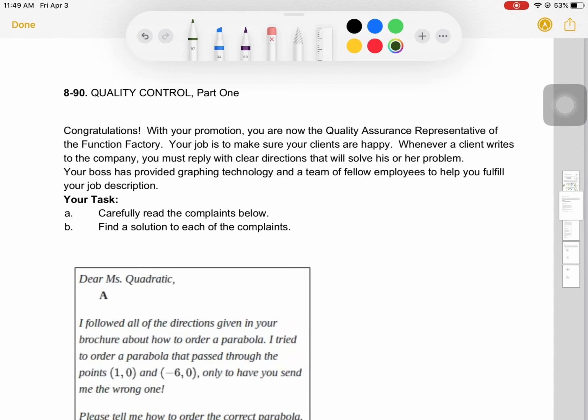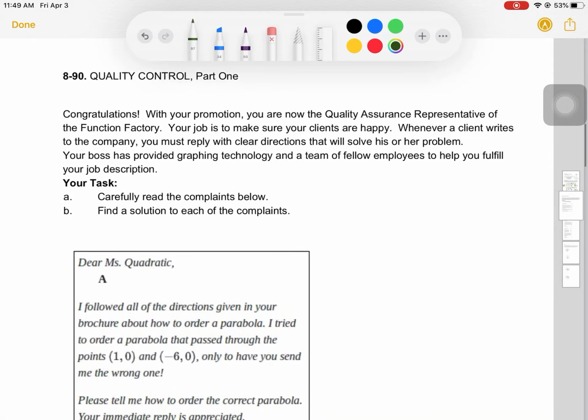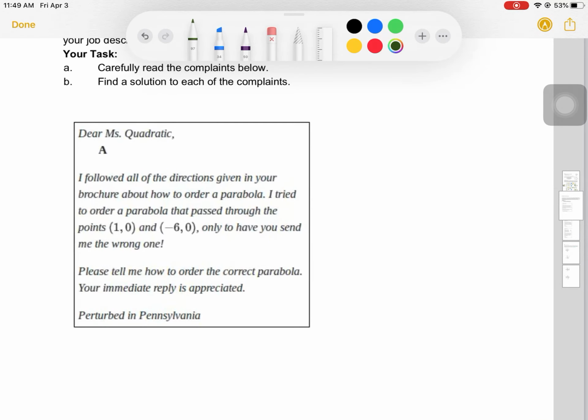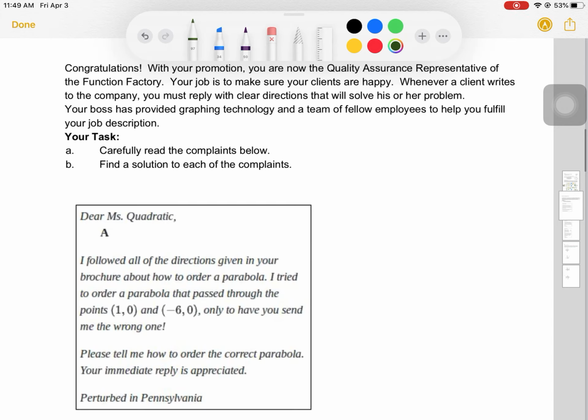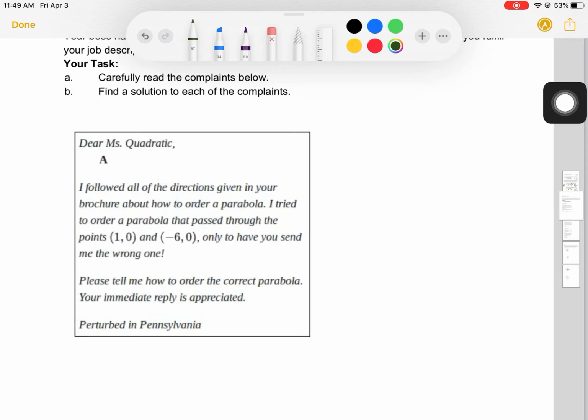So now, if you guys remember, we've talked about this before, the quality assurance representative at the function factory. We have 3 situations here, 3 different clients who have ordered from the factory, and in each one of those something has gone wrong. And we need to figure out what it is that's gone wrong and try and answer it. Now, what is key here is that we're trying to solve their problem. It says you must reply with clear directions that will solve the problem. You're finding a solution. It doesn't mean it's the exact solution, but it's something that satisfies their need.